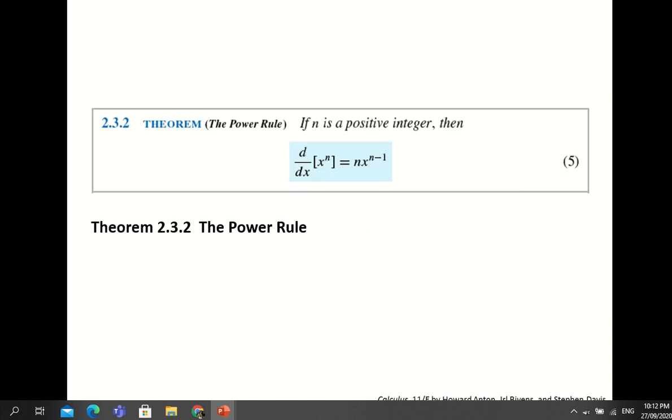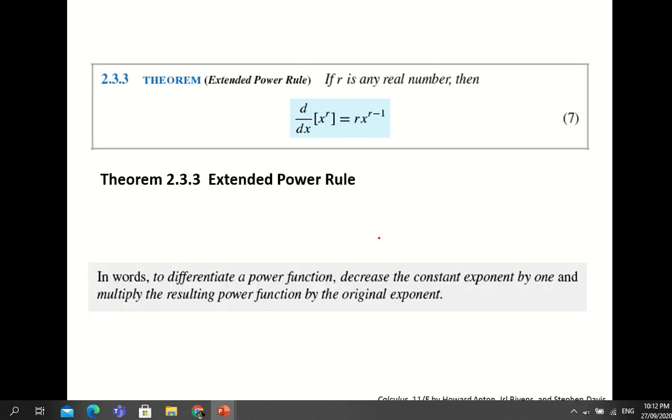Okay. Now another theorem. Again, class, this is just a review of what we had discussed before. The power rule says that if n is a positive integer, then the derivative of x to the power n with respect to x is equal to n times x to the power n minus 1. So this is the power rule.